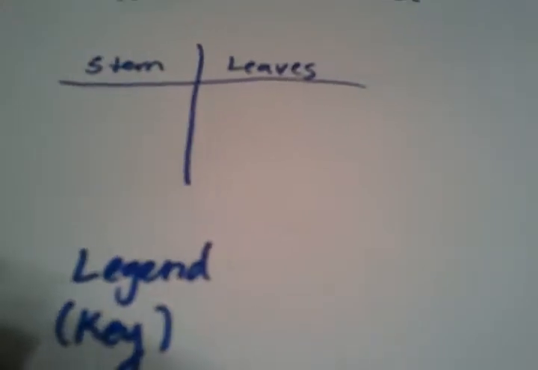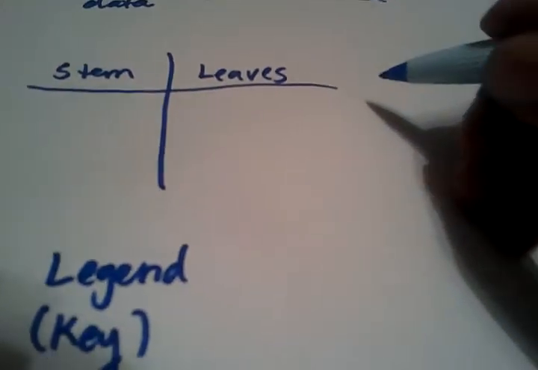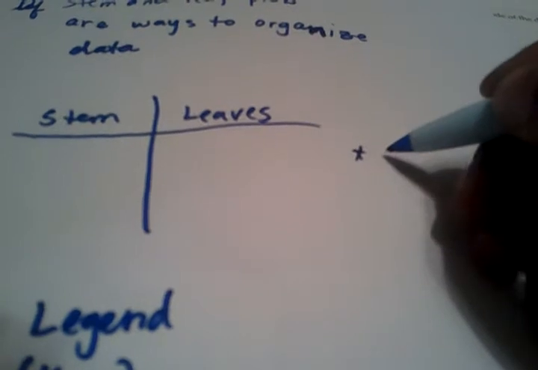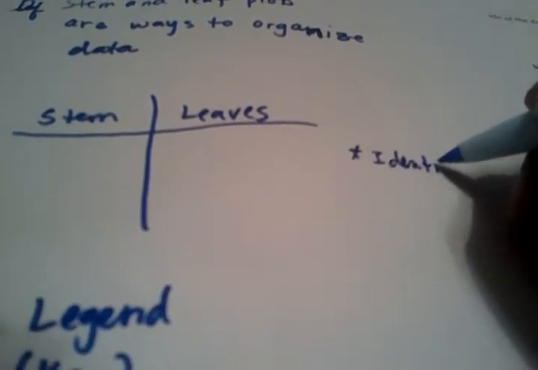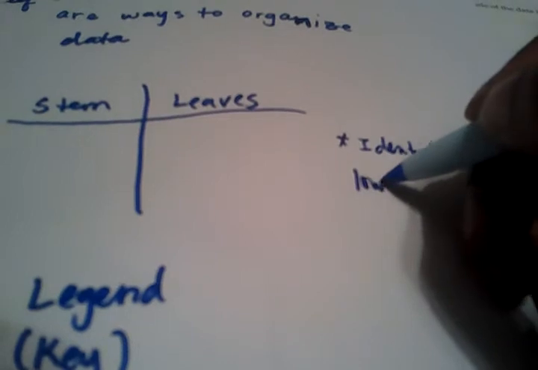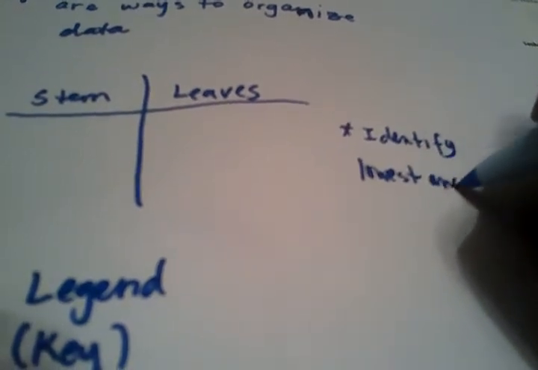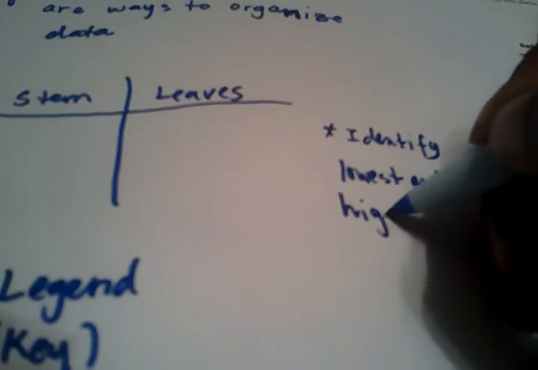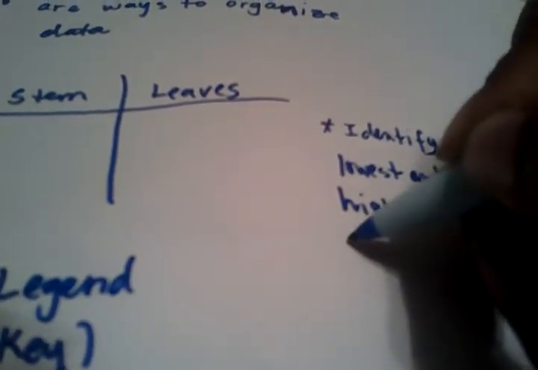Alright, so you might want to write that down as a note. So in order to do a stem and leaf plot, we must identify your lowest and highest terms. So let's just write that on the side. Identify lowest and highest term. You should be writing this down in your notes. So let's just make this our example. Alright, so this is page 410, and they consider this homework.